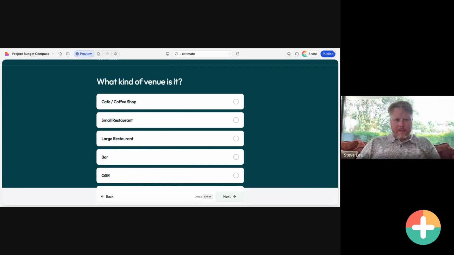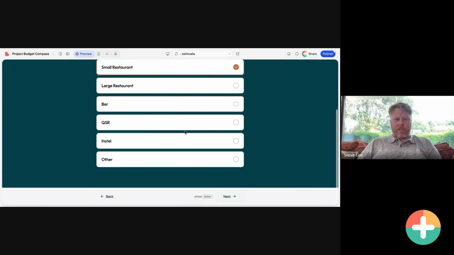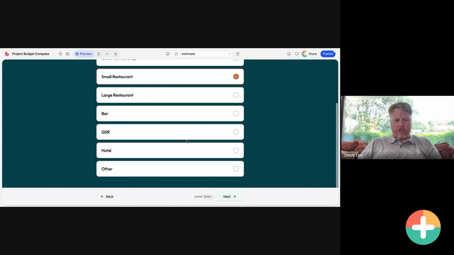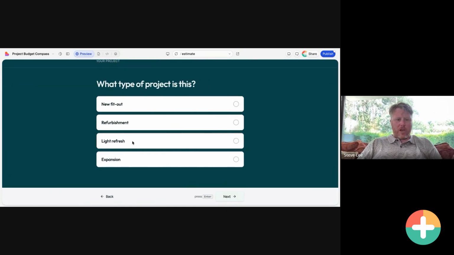Exactly that. So I'm going to go through and fill in this form. There are about 11 questions in the form to begin with. It's quite a complex process, because there are lots and lots of different variables that can affect the price. So I'm going to go with a refurb.